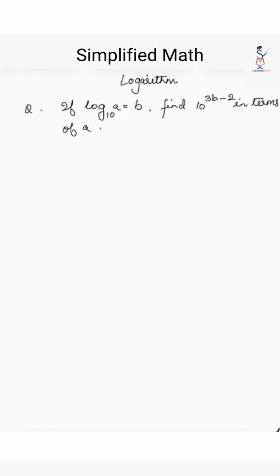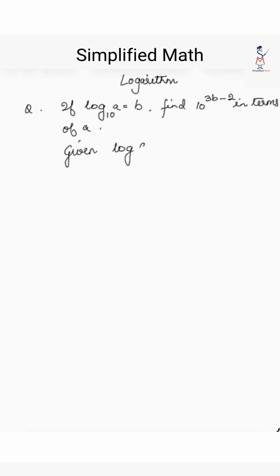Hi, we are doing logarithm. The question is, if log a to the base 10 is b, find 10 raised to the power 3b minus 2 in terms of a. Now, whenever we are doing log, keep the exponential or exponents rules also in your mind.